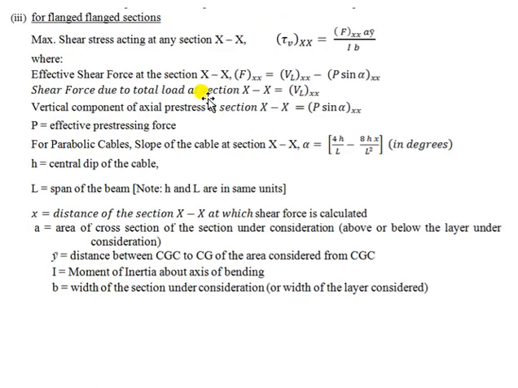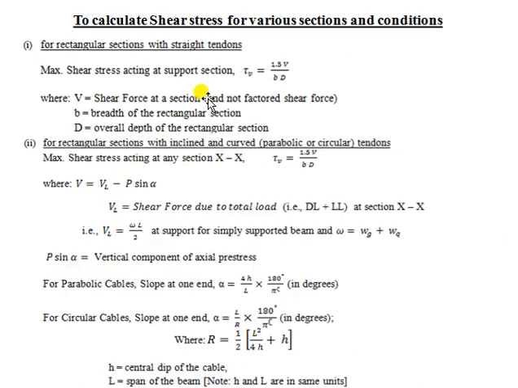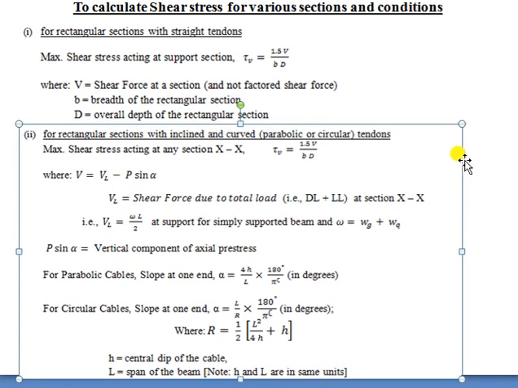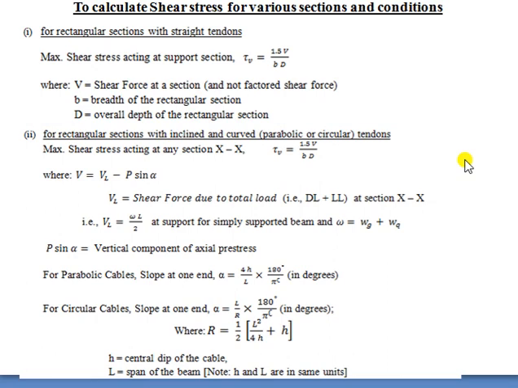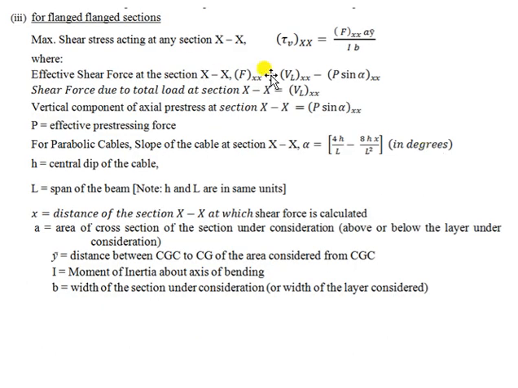Now, how to calculate the values of shear stress for a flanged section. Flanged section means it may be an I section or a T section. So the previous one was to calculate shear stress for a rectangular section with straight tendons and inclined tendons, and the second condition is to calculate shear stress for a flanged section.